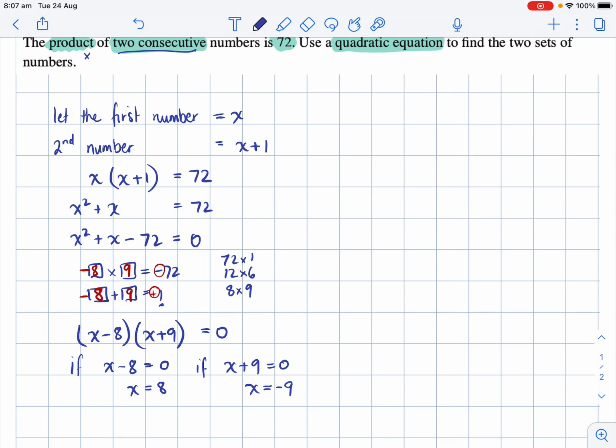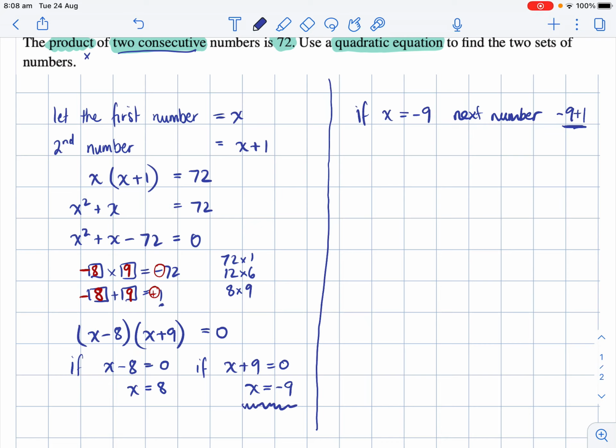Okay, so let's think about, have we actually answered the question? Two consecutive numbers multiply to equal 72. And in this case, there's no reason why it can't be negative 9. Negative 9's a number. The question doesn't say anything about it having to be positive. It's not a length. So let's actually say if x did equal negative 9, then the next number would be negative 9 plus 1. Alright, so my two numbers.